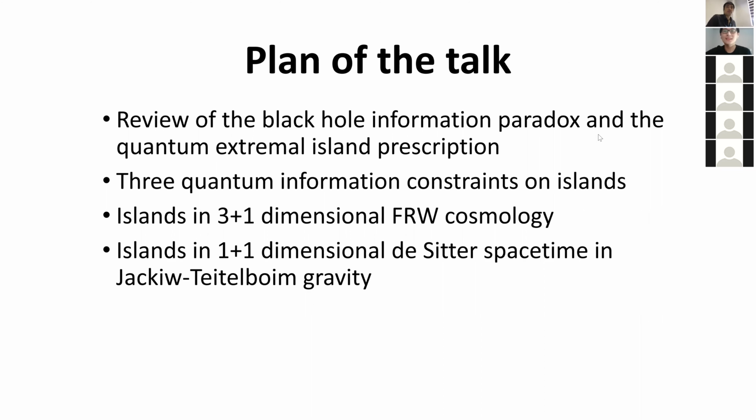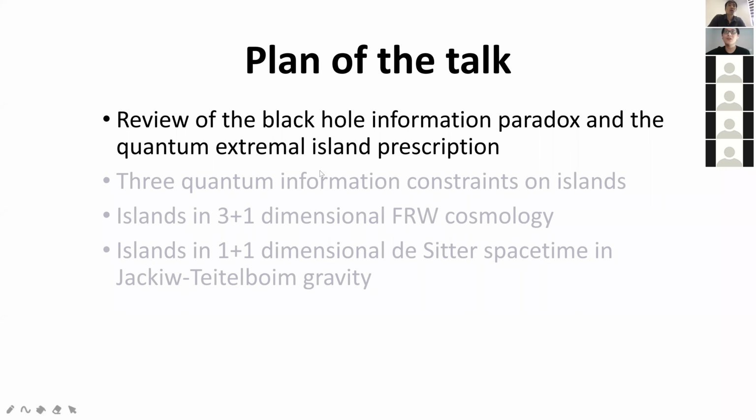And then we will see, using these constraints as guidance, I will try to show you some examples where we find islands in cosmologies. Especially, I will focus mainly on this 3+1 dimensional FRW, because currently there are very few examples of islands in higher dimensions. And finally, if we have time, I will comment a little bit on the 1+1 dimensional de Sitter space JT model. Okay. So first of all, let me try to review.